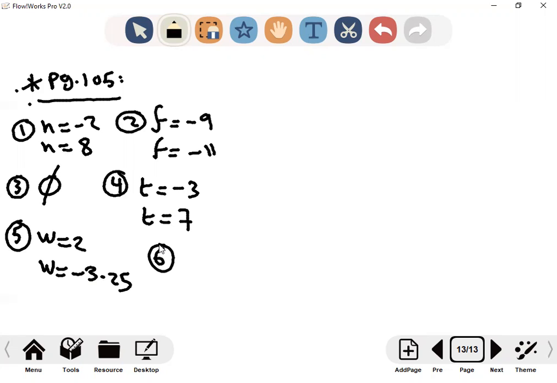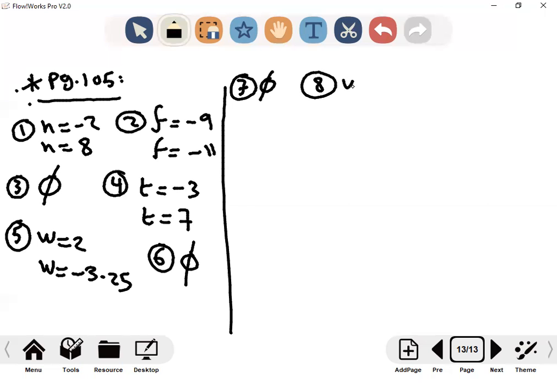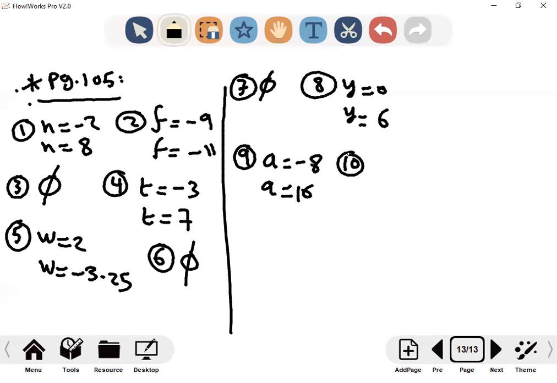Question 6, y equals no solution. Question 7, also no solution. Question 8, y equals 0 and y equals 6. Question 9, a equals -8 and a equals 16. Question 10, x equals -2 and x equals 5. Question 11, q equals 2 and q equals 5.